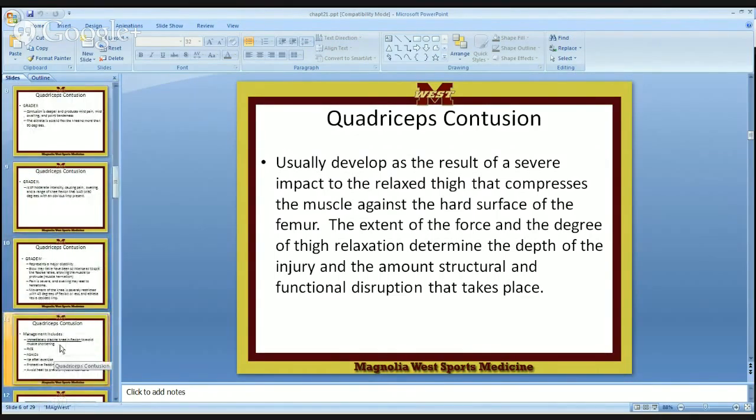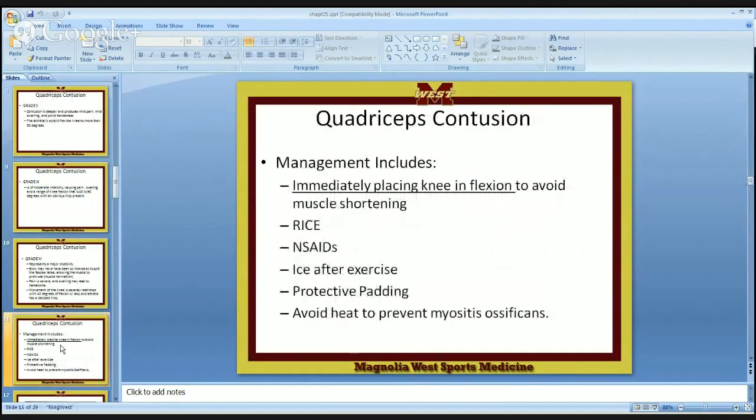Go through a few slides, and we go to slide 11. Know your management there. Immediately after impact to the thigh, one should place what on it while in a straight position? Oh no, it better be flexed. All right. So 3A: one should avoid cryotherapy when treating a quad contusion to prevent myositis ossificans. Is that right? I think it says avoid heat. So make sure you know if you're avoiding heat or if you're avoiding ice.